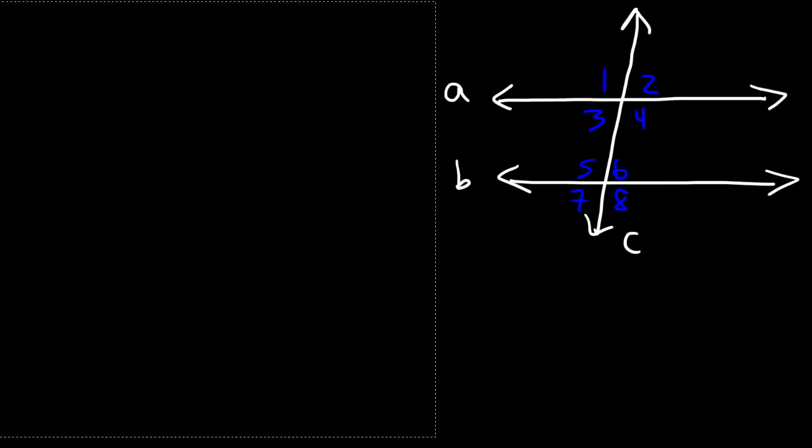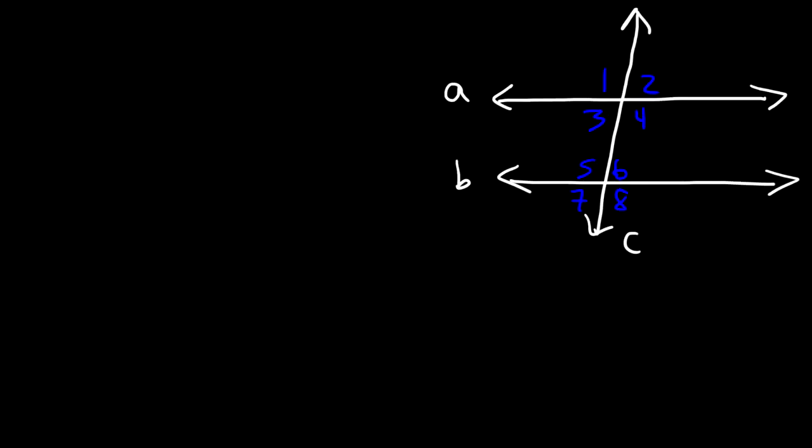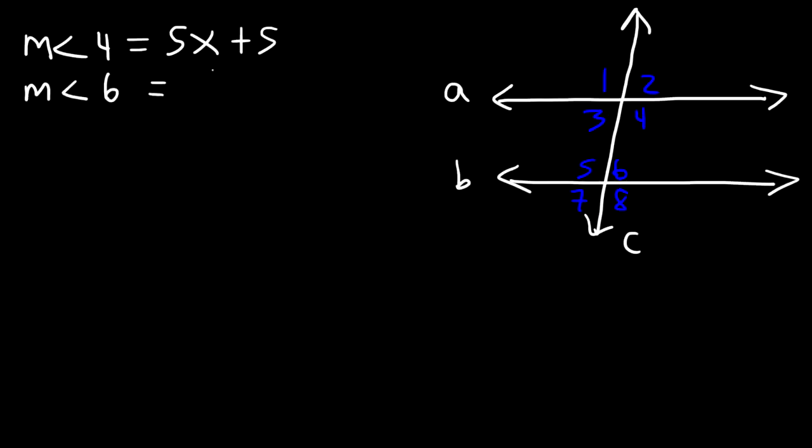Now let's move on to our second example. So let's say that angle 4 is equal to 5x plus 5. And angle 6 is equal to 10x minus 50. Your task is to find the measure of angle 6. So go ahead and take a minute and do that.